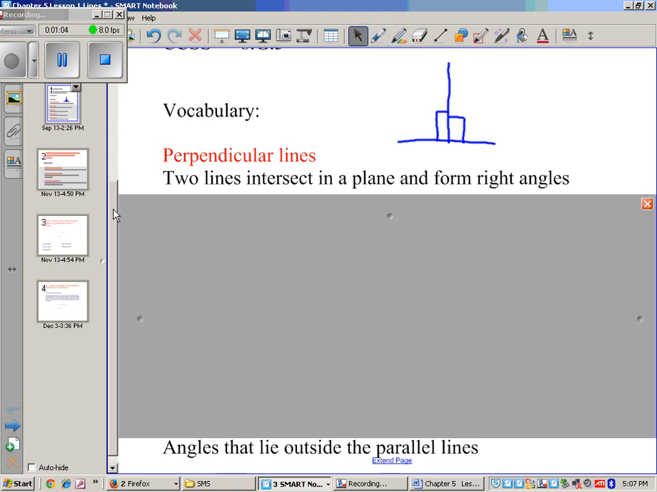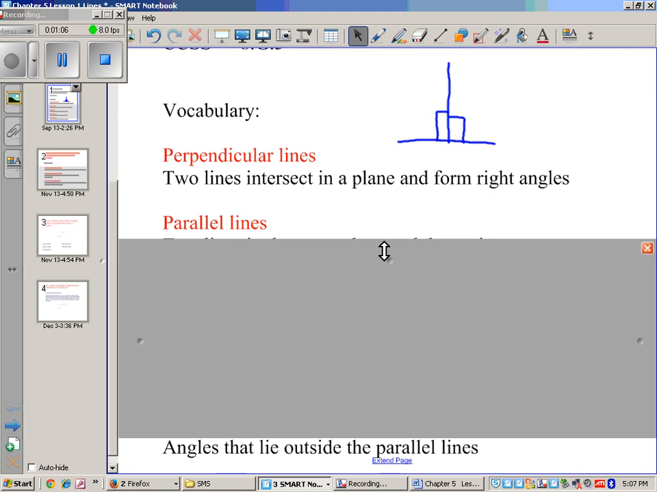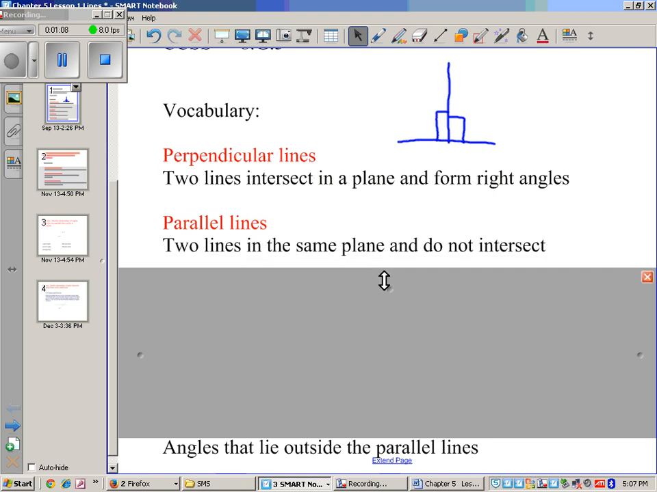Our next word, parallel lines. Two lines in the same plane that do not intersect. Try to think of examples of those. Possibly railroad tracks that keep on going forever. Do not intersect.